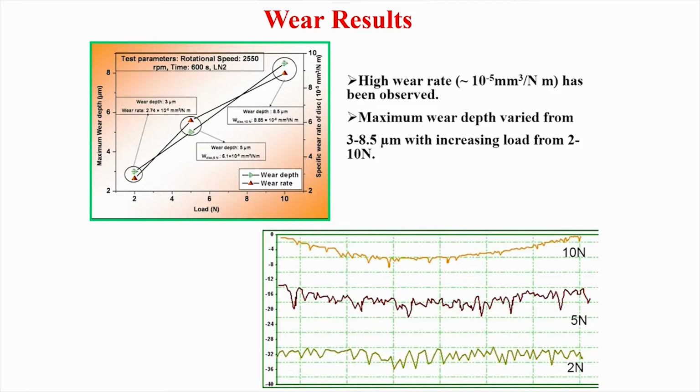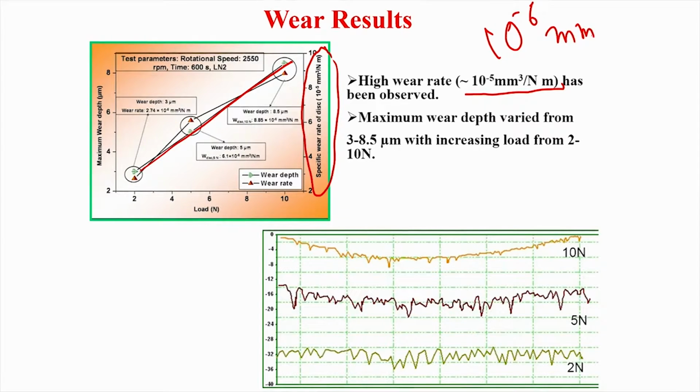Now, as far as the wear resistance is concerned, the wear depth typically increases with increase in the load if you go from 2 to 10 Newton. A similar trend, a linear increase with load, has also been observed in specific wear rate. Now, the order of magnitude of this specific wear rate is more important for us, and this order of magnitude is 10 to the power minus 5 millimeter cube per Newton meter. Typically for ceramics, it varies around 10 to the power minus 6 millimeter cube per Newton meter at unlubricated room temperature sliding conditions for most of the ceramics. There can be an exception to that.